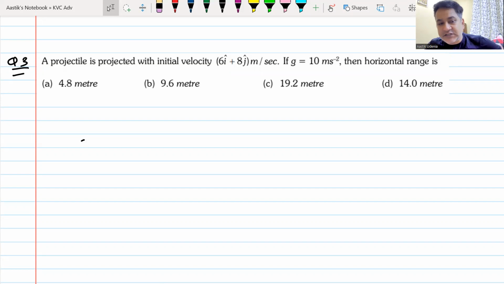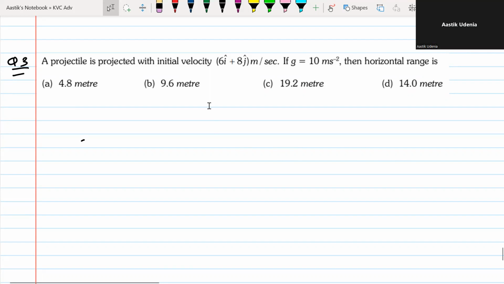This is the next question. A projectile is projected with an initial velocity of 6i plus 8j. G is given as 10 meter per second square. What is the horizontal range? And remember, you have to do the problem in the shortest and the fastest way, because you have to save time for those questions which might require more time from your end. So this is the question, and I'll give you 1 minute to solve this.